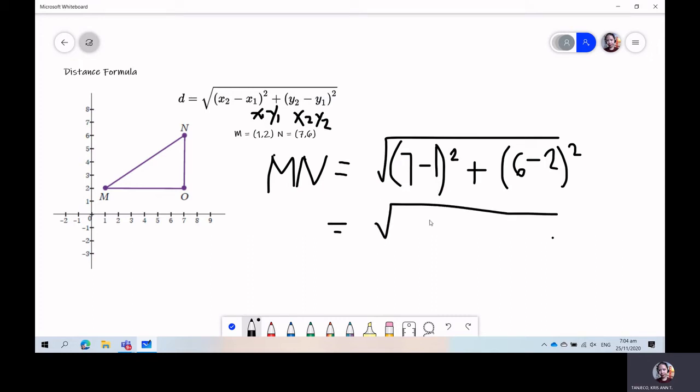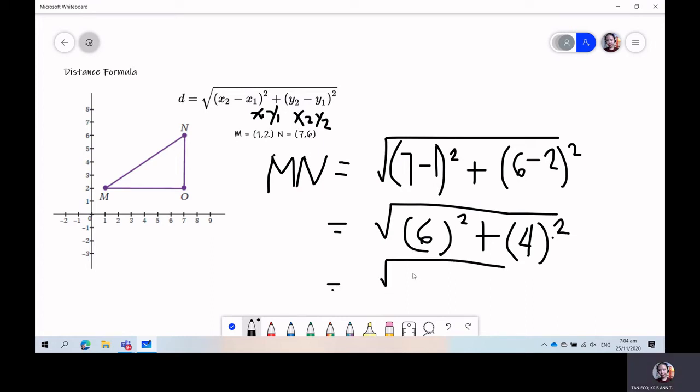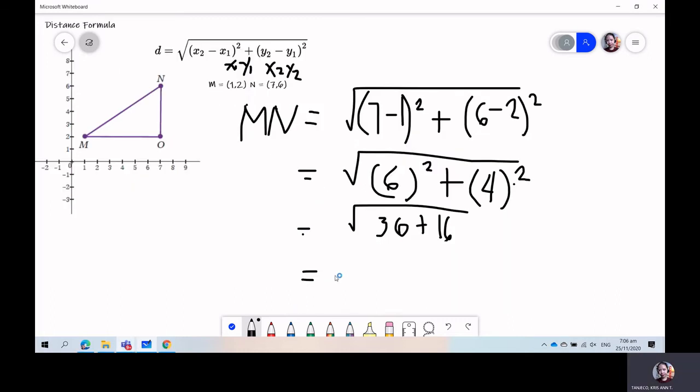So 7 minus 1 is 6. 6 square. And we have here plus 6 minus 2, it's 4 square. And then we have 6 square is the square root of 36 plus 16. 36 plus 16 is the square root of 52.